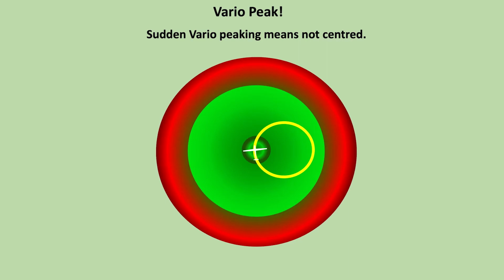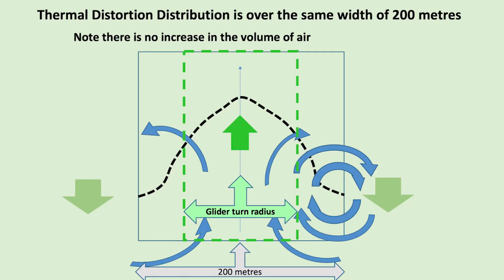So here you are flying, not centrally cored on the thermal, but off center. And this is where you need to be. Thermal distortion distribution is over the same width of 200 meters, so there's no benefit of a distorted thermal being wider. And note also there's no increase in the volume of air.